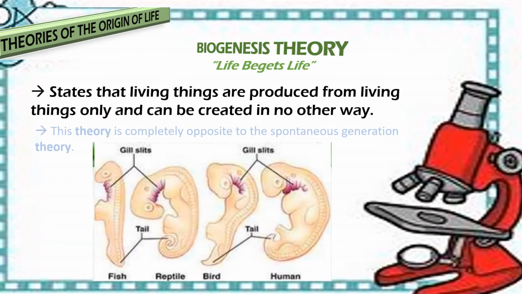Okay. So how about the biogenesis theory, which says life begets life? This belief originates from pre-existing cells. It states that living things are produced from living things only and can be created in no other way. Okay? So this theory is completely opposite to the spontaneous generation theory. Since then, several experiments have been conducted to prove these contradicting beliefs to know how life came about.